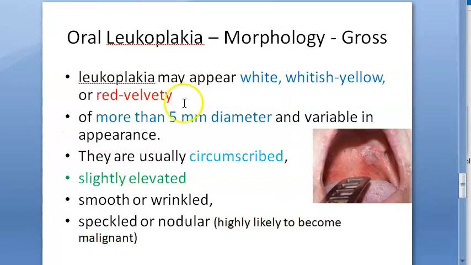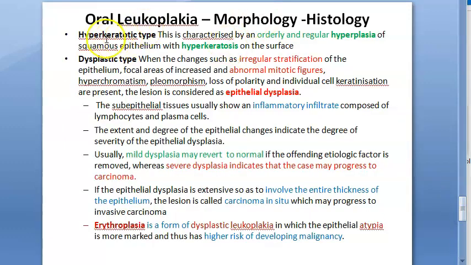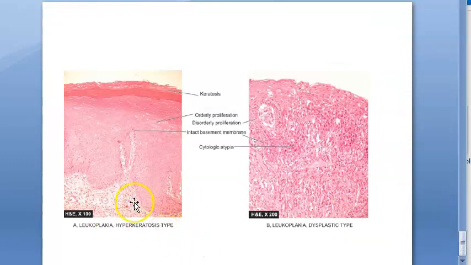And what will you see? So they're talking about, guys, focus, 5 millimeters, more than that it should be there, diameter, circumscribed, slightly elevated, etc. Then coming to the histology, we told you there'll be a hyperkeratotic type where there is hyperkeratosis, hyperplasia, etc., and a dysplastic type where there is irregular stratification, abnormal mitotic figures, epithelial dysplasia, etc. So here they are talking about the hyperkeratosis type, and here the dysplastic type. You can see a lot of dysplasia, isn't it? Here you should be seeing hyperplasia.